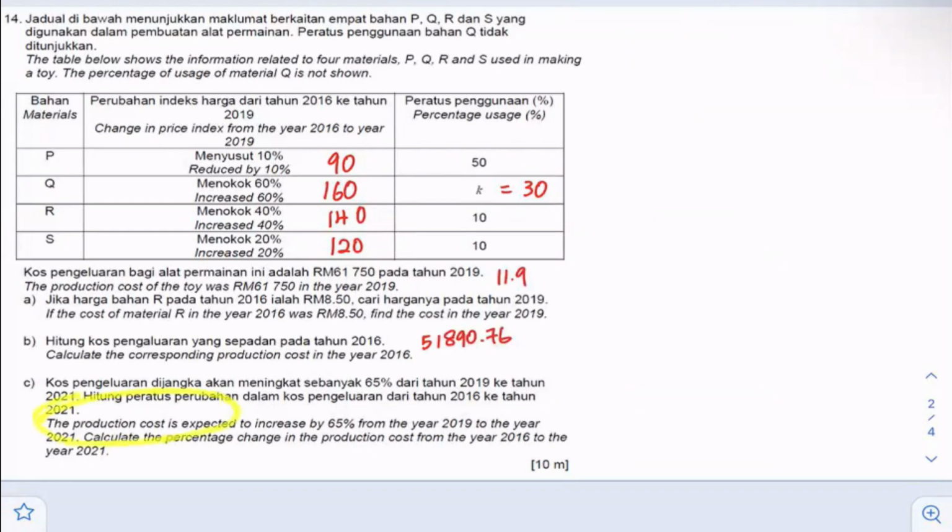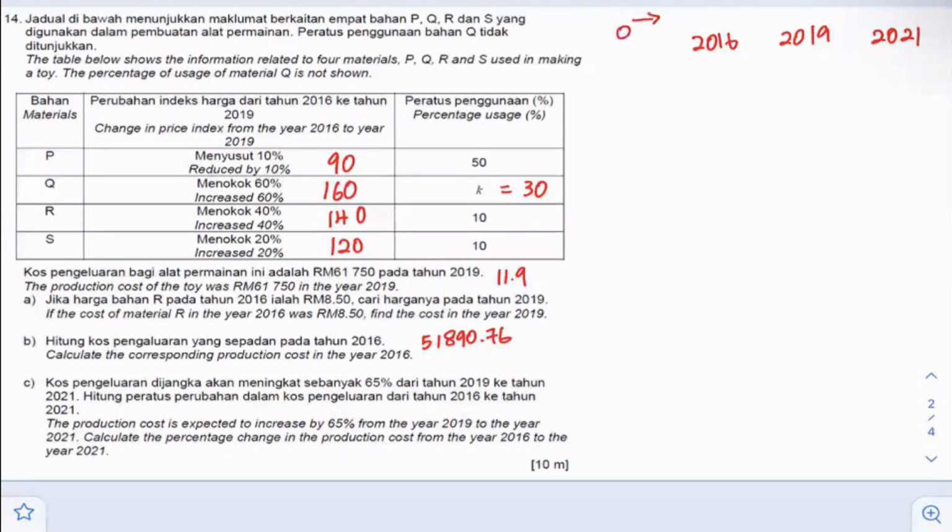Next, we have the production cost is expected to increase by 65% from year 2019 to year 2021. So you can see there's a new year here. We have 2016, 2019, and 2021. Calculate the percentage change in production cost from the year 2016 to 2021. So the question wants the percentage change. When you want to find the percentage change, first you need to find the index number. When you encounter a question with 3 different years, we have to build a table. So 2016, 2019, and 2021.